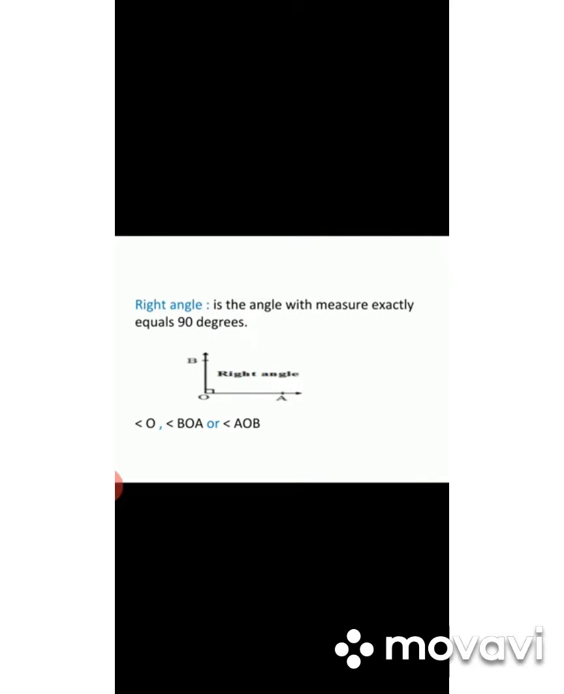Right angle. If the angle has measure exactly equal to 90 degrees, like the angle in this figure, it is a right angle. Okay, the angle AOB is a right angle. It exactly equals 90 degrees.